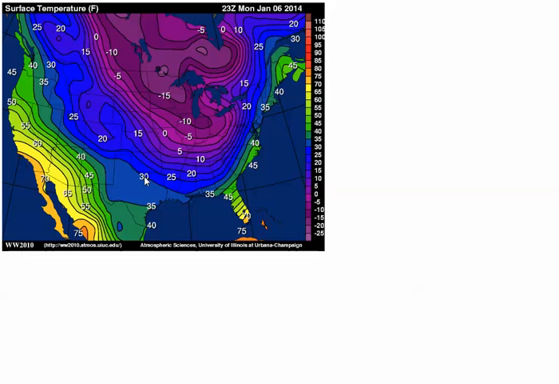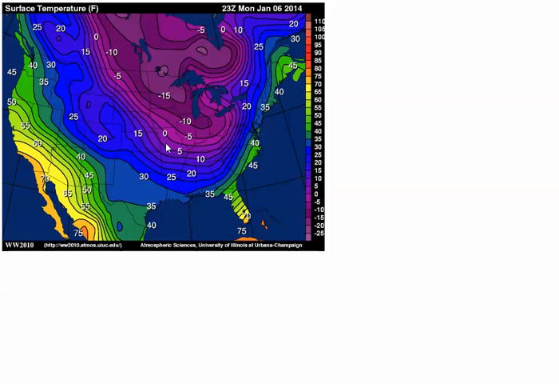And we have to know what our contour interval is in order to interpret the map. Here our contour interval is 5 degrees. We see a 30-degree isotherm here in northern Texas. The contour immediately to its north is 25 degrees. The contour immediately to its south is 35 degrees. So each contour represents a change of 5 degrees compared to the isotherm that it's adjacent to.